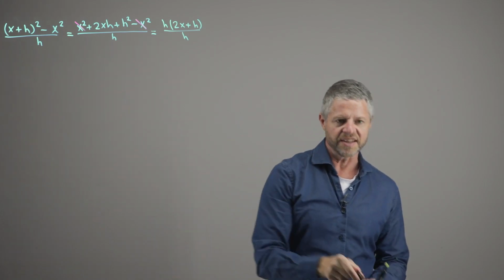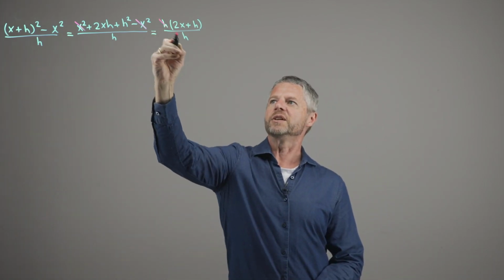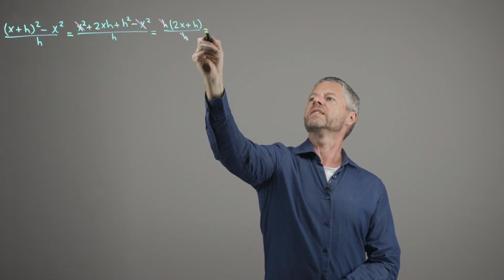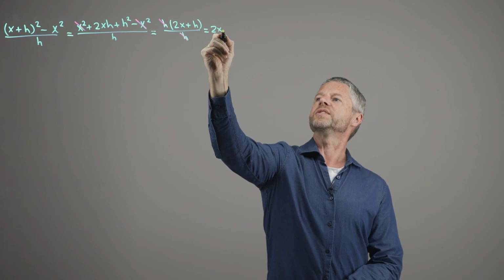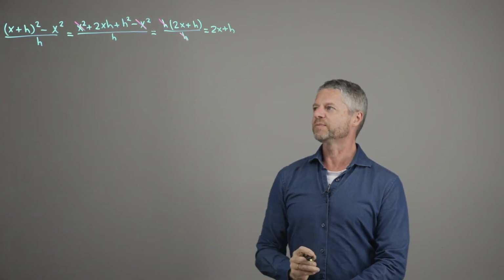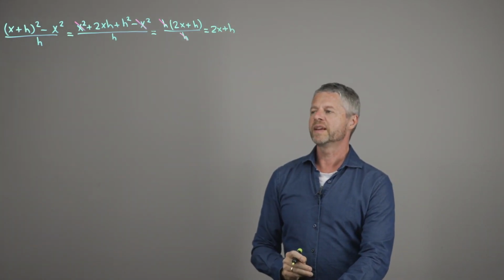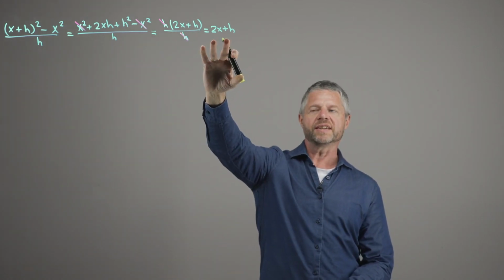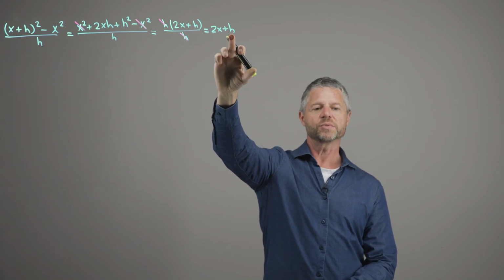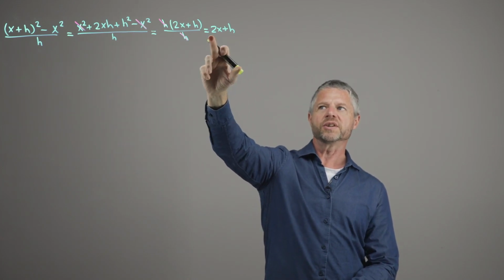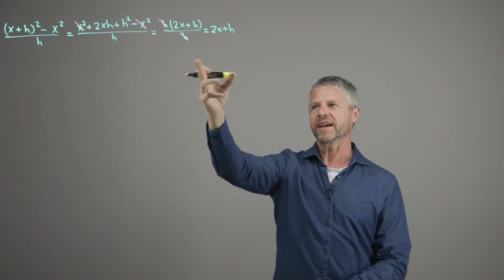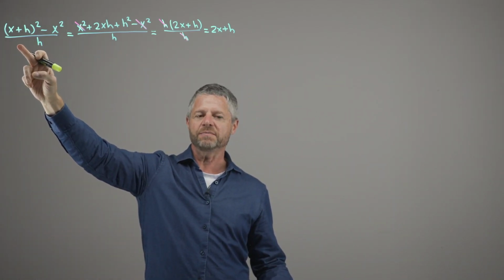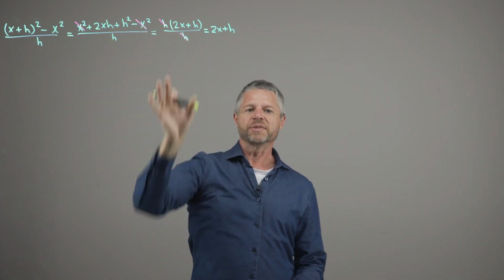Then I see that I have an h in the numerator and the denominator. So this simplifies to 2x plus h. And now I can look at this expression and I see that as h goes towards 0, this expression goes towards 2x. And I wouldn't have been able to figure that out just looking at this expression before I simplified it.